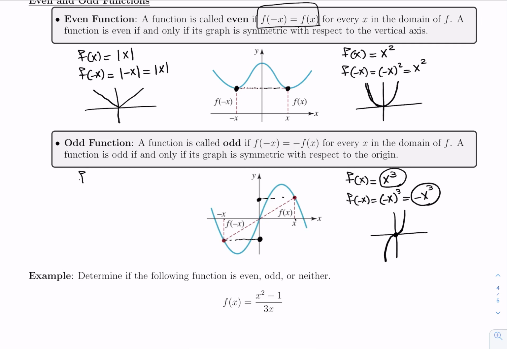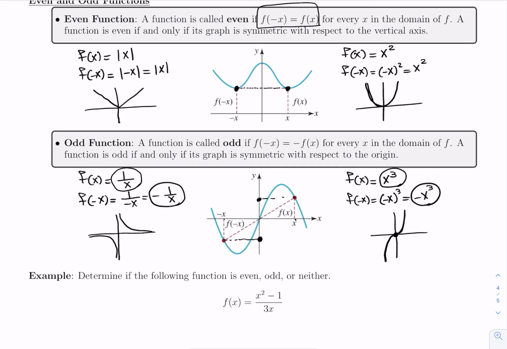Another example, f of x equals 1 over x. F of negative x would be 1 over negative x, which is basically negative 1 over x. F of negative x is equal to negative f of x. The graph of f of x equals 1 over x has symmetry with respect to the origin.